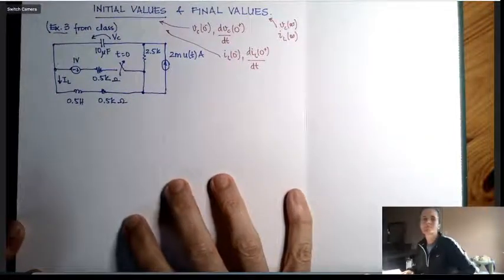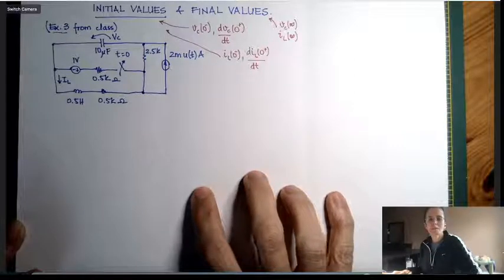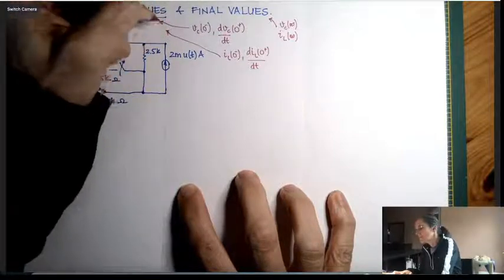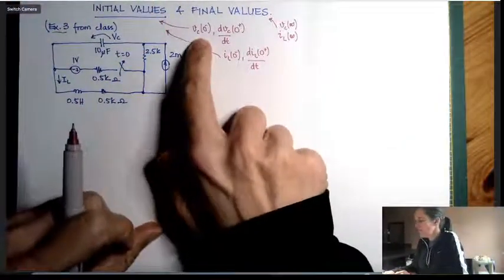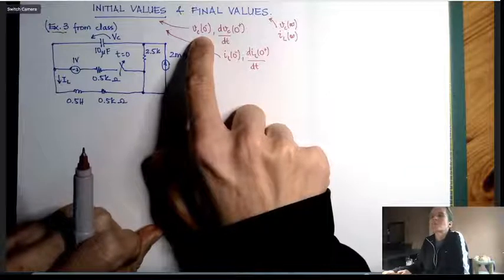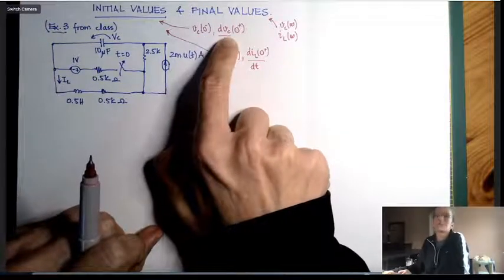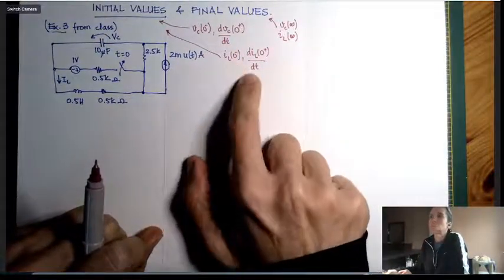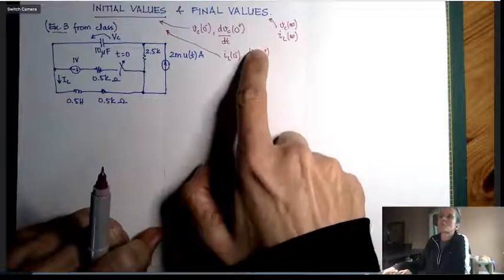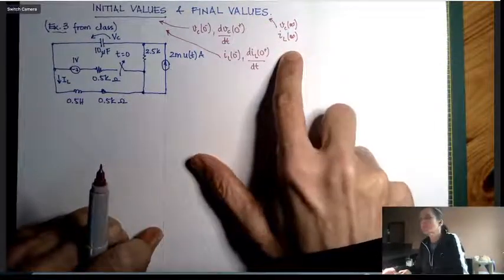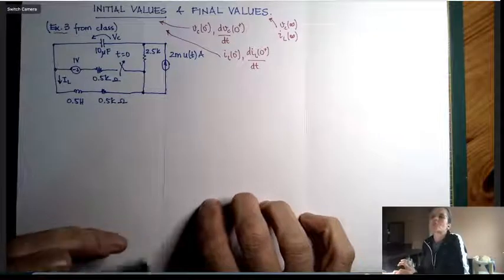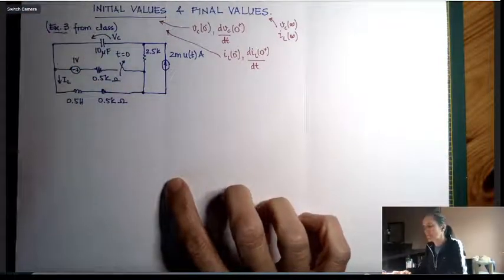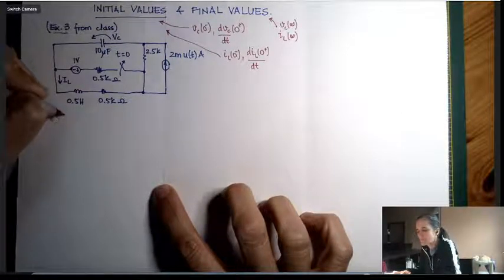Whoops, I am muted on Zoom. The initial values are either VC, the voltage across the capacitor at 0 minus, the derivative of the voltage, and the current through the inductor, and the derivative at t equals 0 plus. The final values are always just the voltage across the capacitor and the current through the inductor. People have had problems solving this problem, so I am showing here how to solve it.